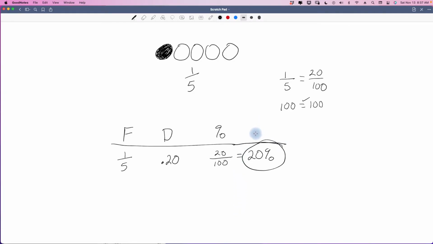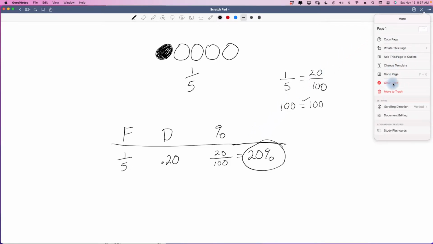All right, so let's move on and look at an example problem with this. Let me clear the page. So there's 2 problems for 55.1. 55.1a says to find the decimal equivalent.